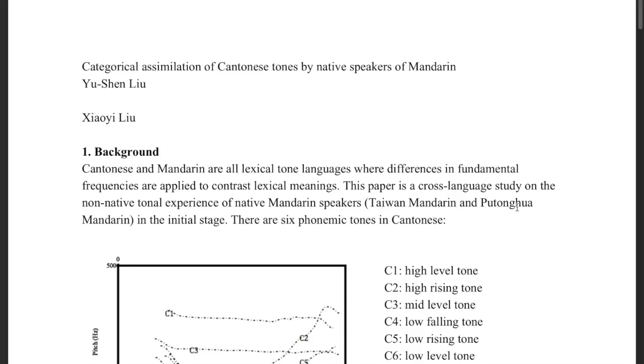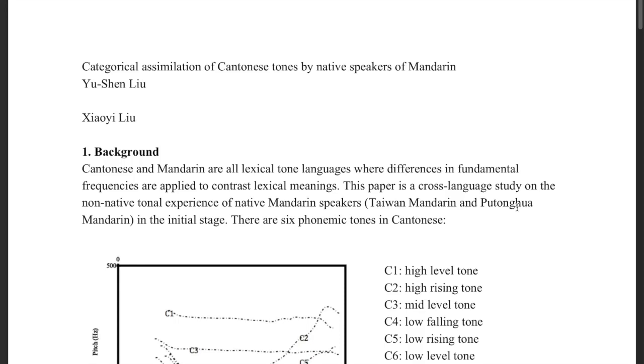Cantonese and Mandarin are languages spoken in China. Cantonese is mainly spoken in southeastern China, Hong Kong, and Macau, while Mandarin is mainly spoken elsewhere in mainland China. And there are also subcategories of Mandarin. This paper focuses on two of them. The first one is Taiwan Mandarin, which is spoken in Taiwan, and the second one is Putonghua Mandarin, which is mainly spoken in mainland China.